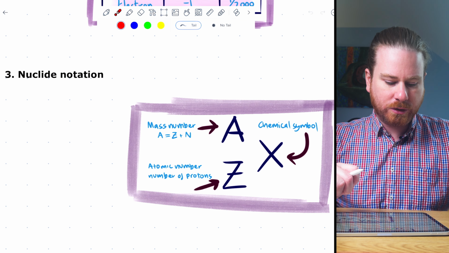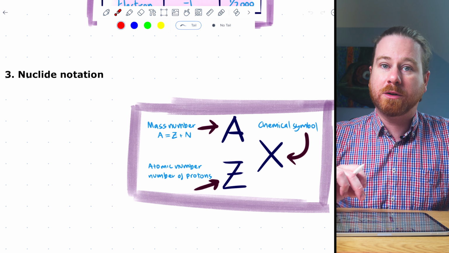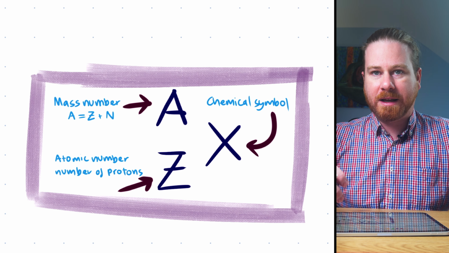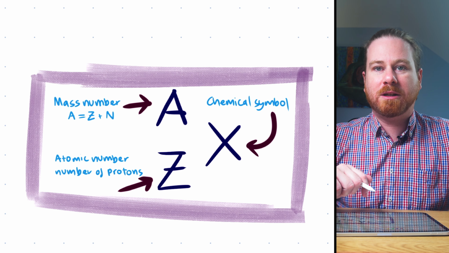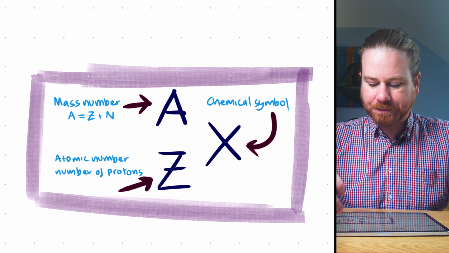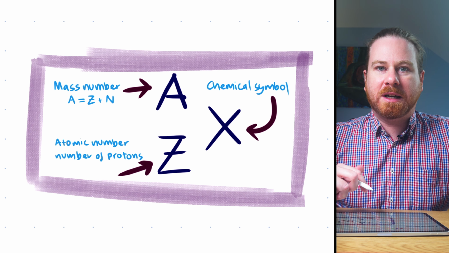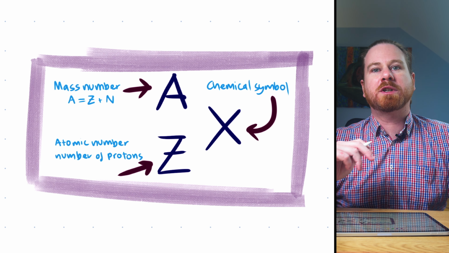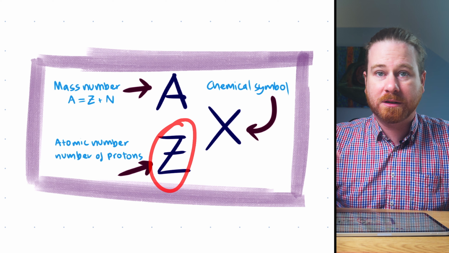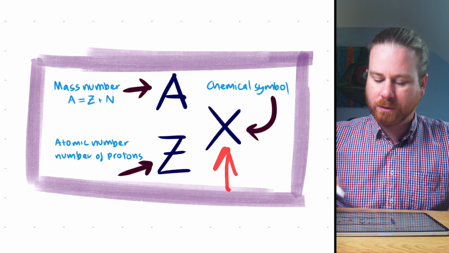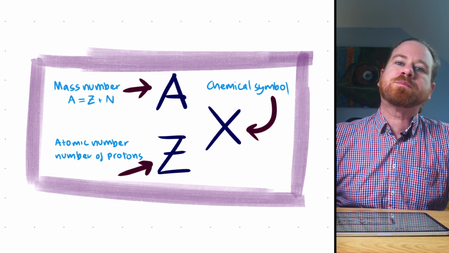Okay, so on to nuclide notation. Every element lives in a box in the periodic table, and if it's not in a box, then it is not an element. Each element has its own unique proton number, which has the symbol Z, and each element has its own unique chemical symbol.